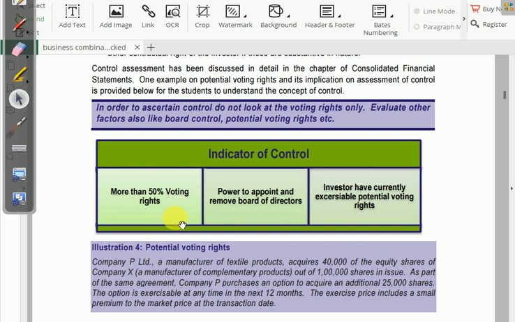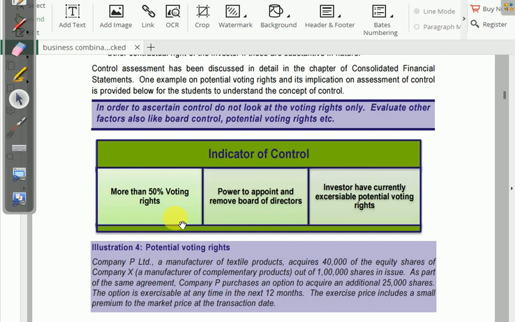Investor having currently exercisable potential voting rights. If you are having some options or some warrants which you can exercise now is also indicator of control. It's not like that you can exercise those options or warrants in future, that is not an indicator of control.